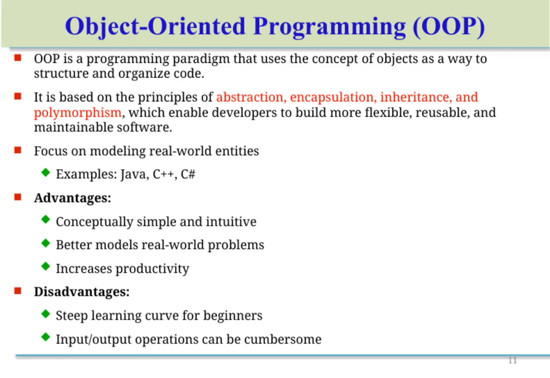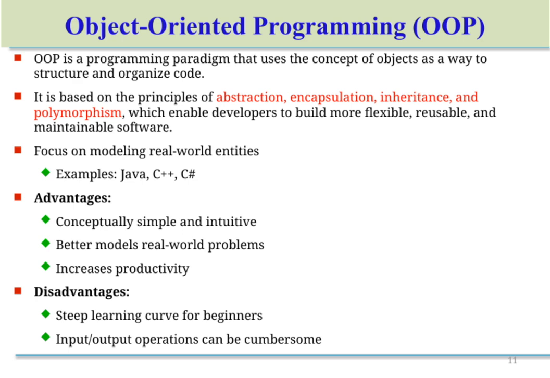OOP, or object-oriented programming, is a programming paradigm that uses the concept of objects to structure and organize code. It's based on core principles like abstraction, encapsulation, inheritance, and polymorphism. These principles help developers create software that is more flexible, reusable, and easier to maintain. The idea is to focus on modeling real-world entities, making it more intuitive to translate real-world problems into code. Languages like Java, C++, and C# are popular examples of OOP languages.